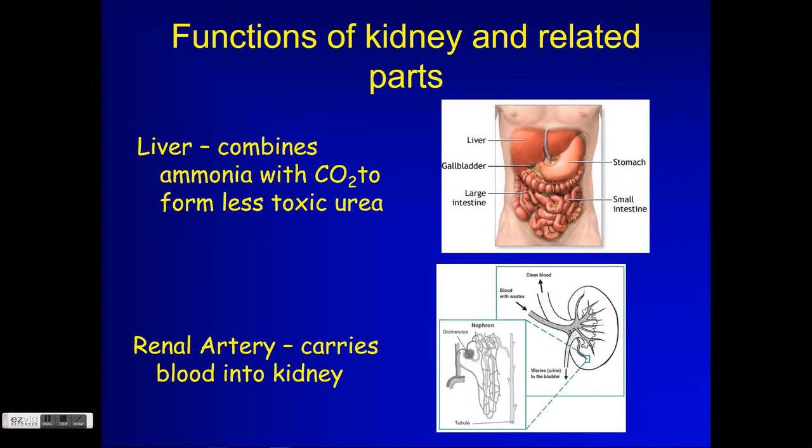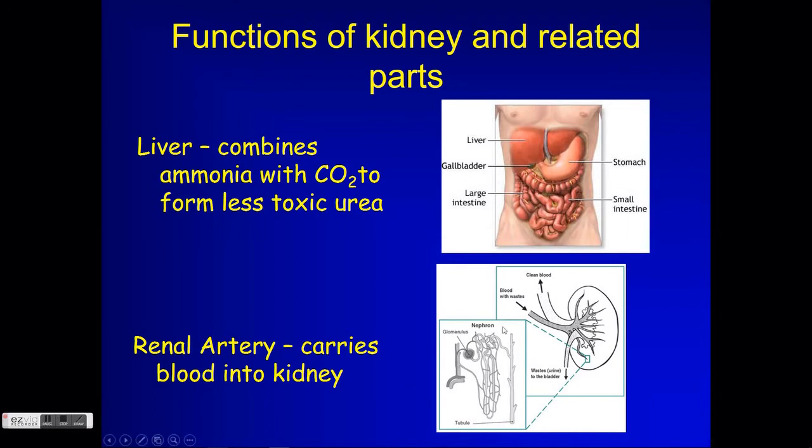Additional parts of the excretory system include the liver. We've mentioned the liver now in every single unit, and the liver is involved with the excretory system by combining this ammonia with carbon dioxide gas to form less toxic urea. So in some regards, I guess we do need the carbon dioxide gas that we produce. We just don't need that much of it. But in order to make urea, it involves adding carbon dioxide to the ammonia.